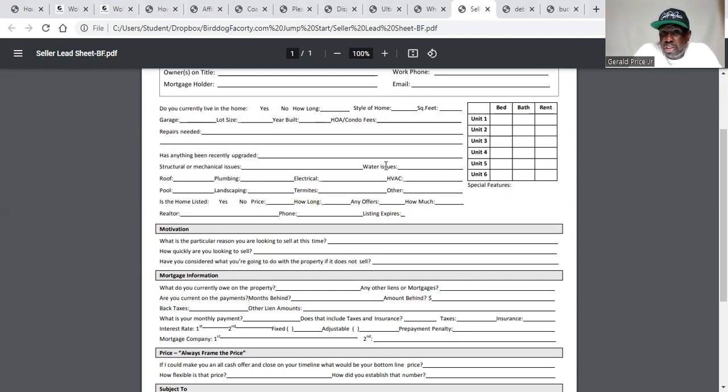Structural or mechanical. Are you experiencing any structural or mechanical issues? Any water issues? Any roof, plumbing, electrical, HVAC, pool, landscape, seen any termites? Sometimes I get into these questions over the phone. Most times I wait till I get to the property to inspect these different things. It all depends on the flow of the conversation.